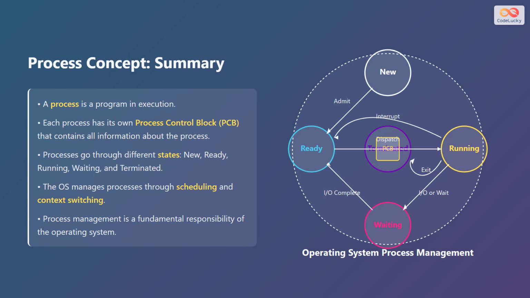To summarize, a process is a program in execution. Each process has its own process control block, which contains all the information about the process. Processes go through different states, including new, ready, running, waiting, and terminated. And finally, the operating system manages processes through scheduling and context switching. Process management is a fundamental responsibility of the operating system.